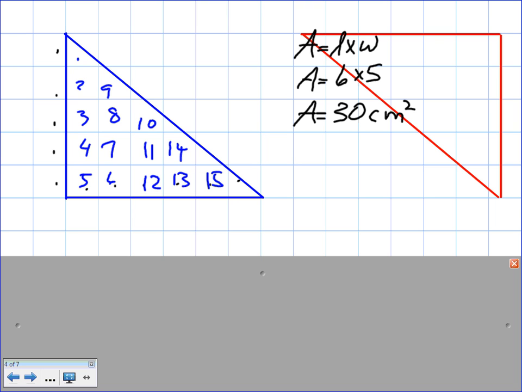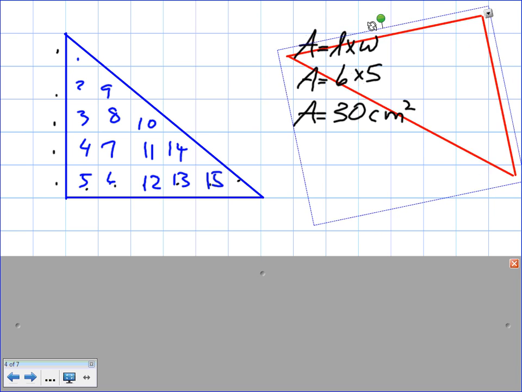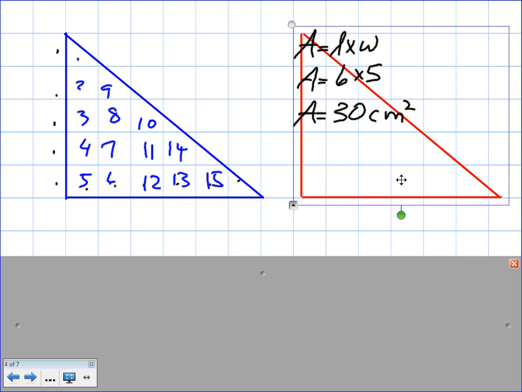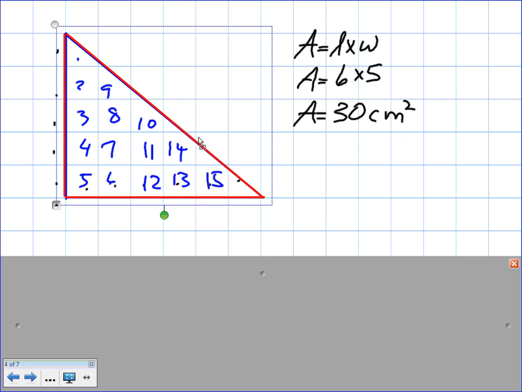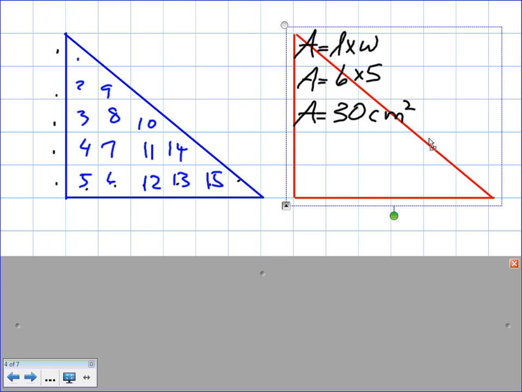I'm going to stop at 15. So I'm going to estimate that my triangle has an area of 15 square centimeters. Now, to go back to my red triangle friend, if I flip him upside down, you can see that they're mirror images. If I put him right over the top, cover it completely. Remember, my rectangle had an area of 30 square centimeters.